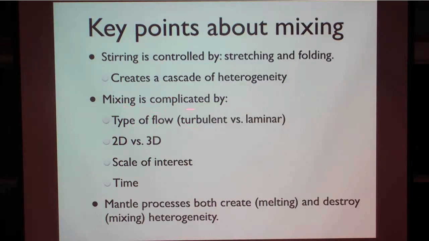That mixing is complicated. We've really focused on laminar flow. Turbulent flow would be more efficient at mixing. 2D versus 3D is a really big factor in what is going on. In order to understand the mixing, we have to pay attention to the scale of interest and the time scale of interest. I really do want you to keep in mind when studying this that this sort of geodynamics cannot be done in isolation, because mantle processes create and destroy heterogeneity. Without an understanding of those processes and those time scales, we have really nothing to hang on to when we're trying to understand mixing in the mantle.